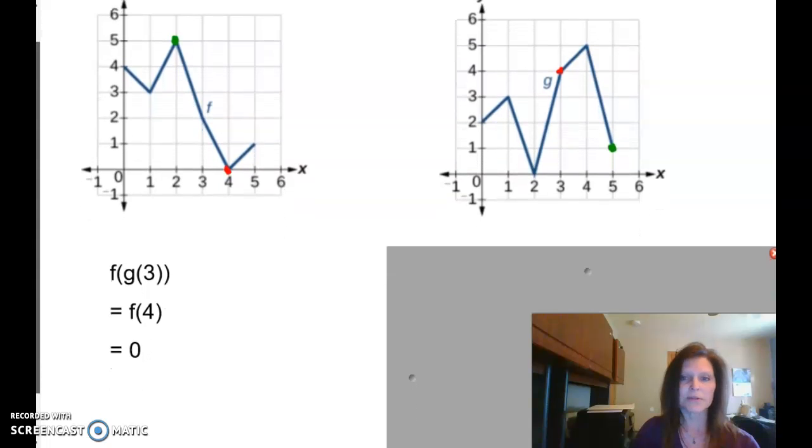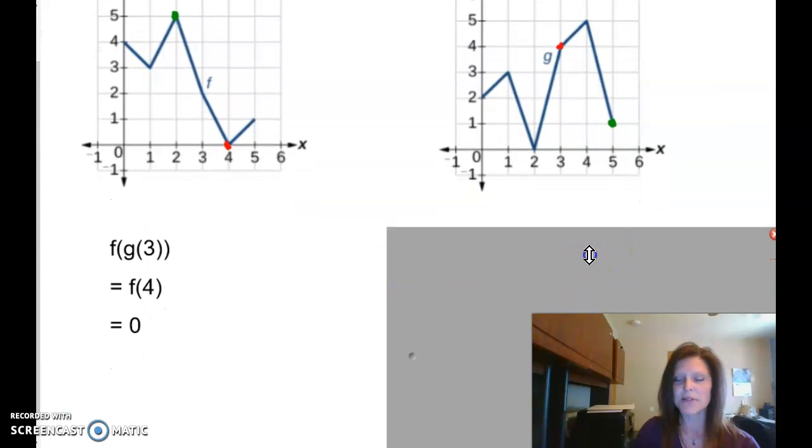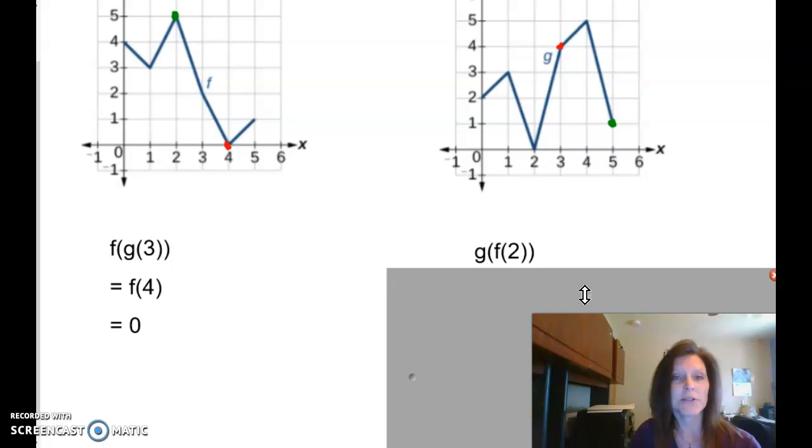Let's see if you could try one. Okay, so same two graphs. What if you were told to find g of f of 2? So this time it's the f of 2 that you have to find first. So you come over to the f graph. What would f of 2 be?